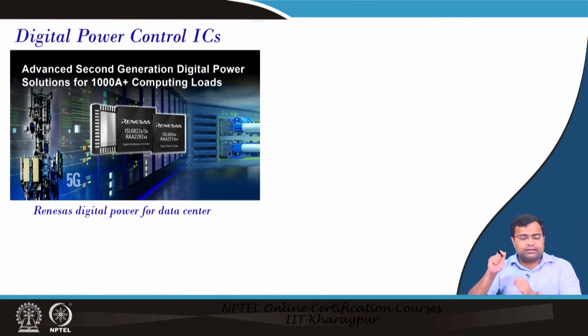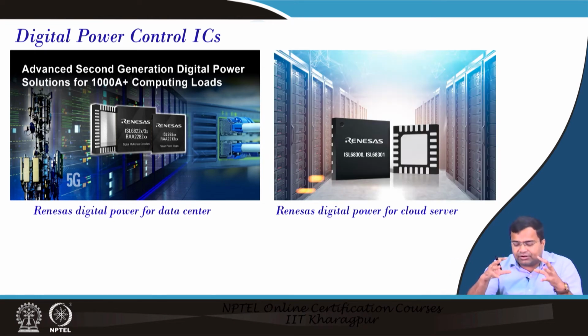Another example I am showing is the Renesas digital power solution for data center, where we are talking about 5G communication and cloud server, where the current level can be hundreds of ampere or 1000 ampere with low voltage application. Here you can have a cloud server, like 48 volt to POL application. It can be a two stage architecture, where one stage can be a hybrid switched capacitor followed by multiphase, or it can be an LLC converter followed by multiphase. So, there are various such architectures.